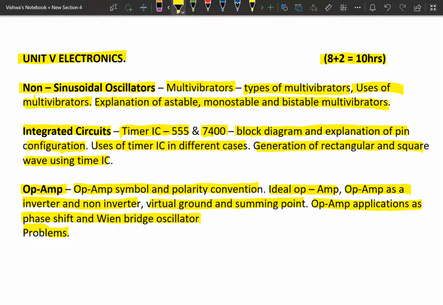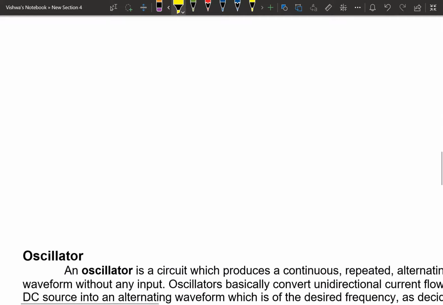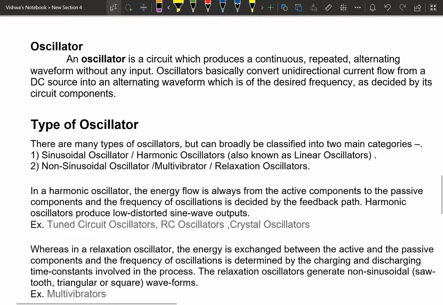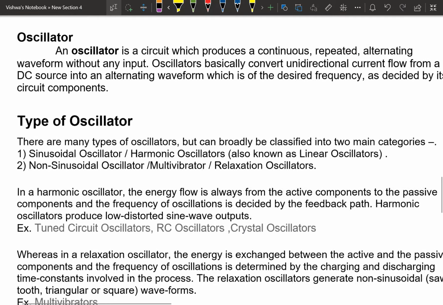Now I am going to start a brief introduction to this unit 5. This unit starts from oscillators. Before starting the non-sinusoidal oscillators, let's have an idea about oscillators and the types of oscillators, then we can go to the non-sinusoidal oscillators. Okay, so the first thing is, what is an oscillator?